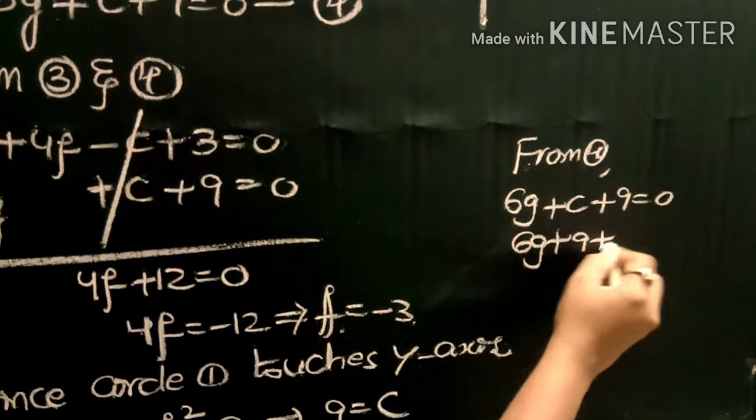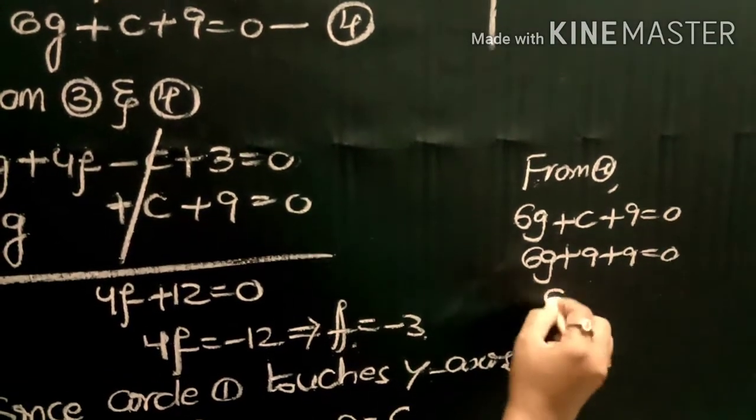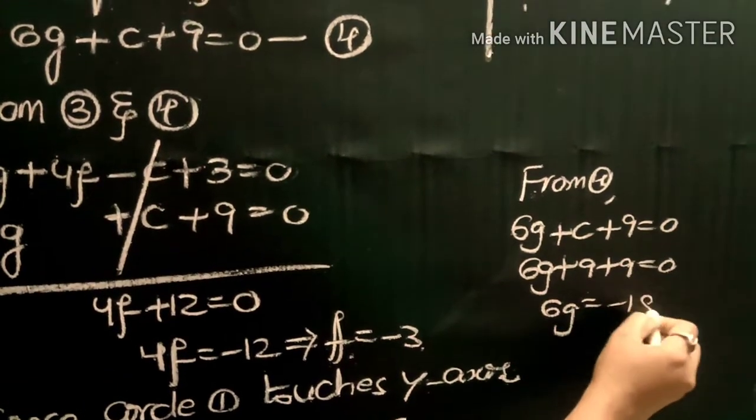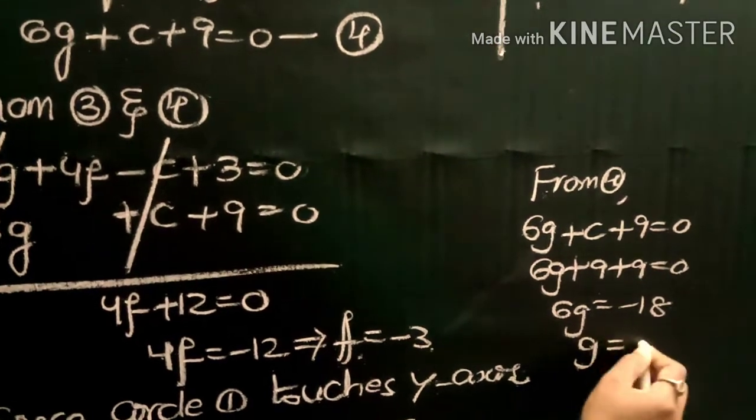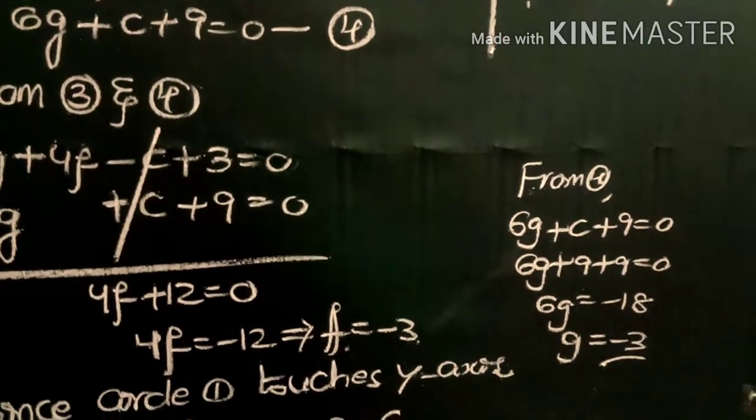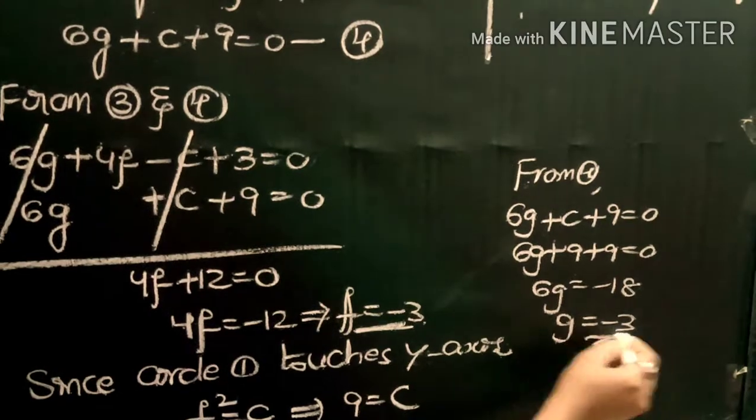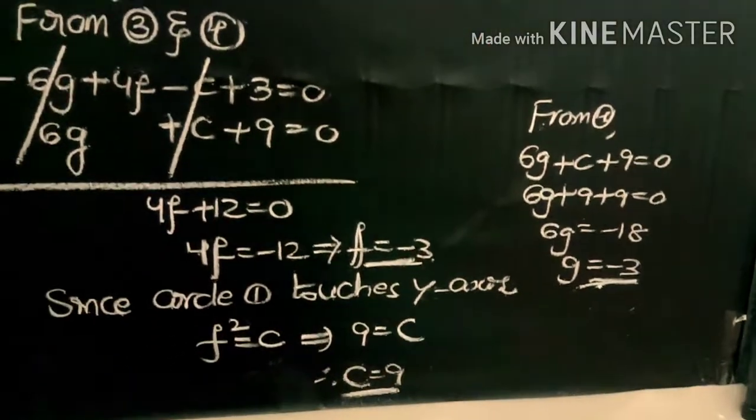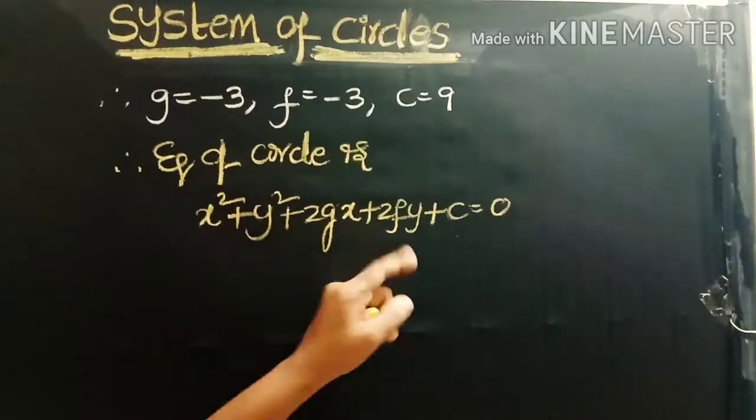6g plus 9 plus 9 equal to 0. 6g is equal to minus 18. Then the value of g is equal to minus 3. Now we are replacing these three values in the circle equation to get the required answer.